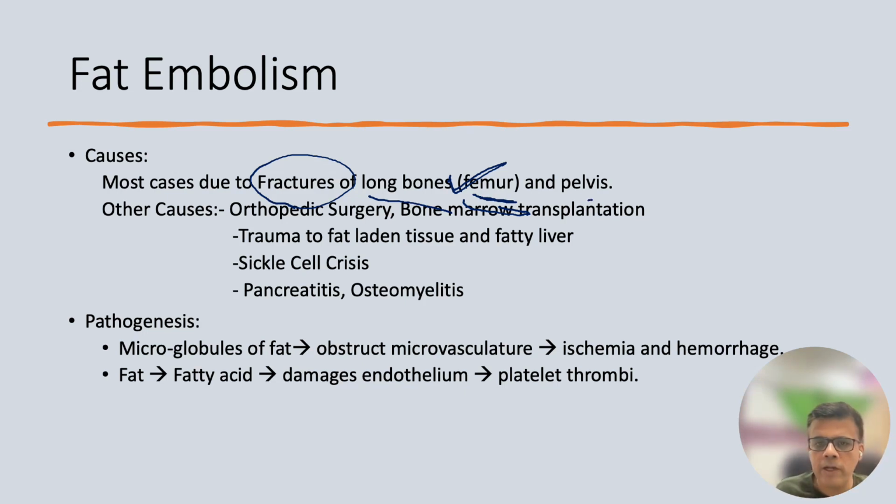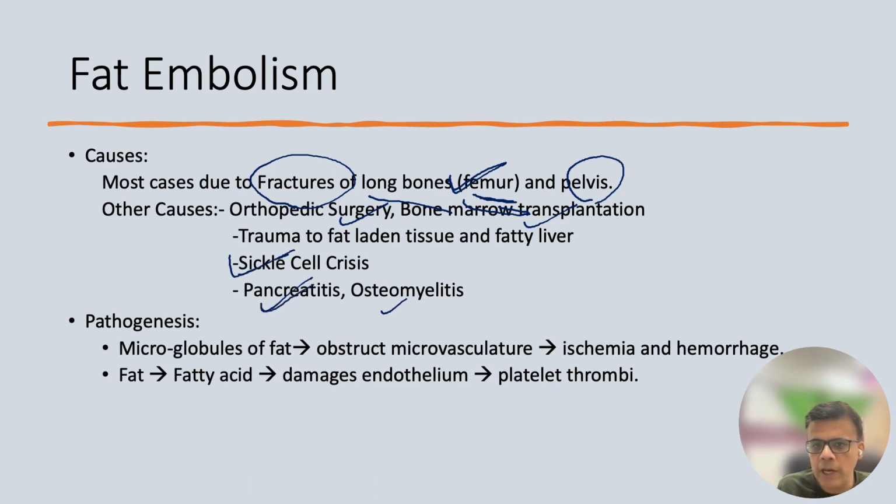And the pelvis bone is also one of the common sites. Apart from that, orthopedic surgeries and bone marrow transplantation may also lead to some kind of trauma and can cause release of fat globules. Trauma to other fat-laden tissue like breast, even fatty liver, can sometimes cause fat embolism.